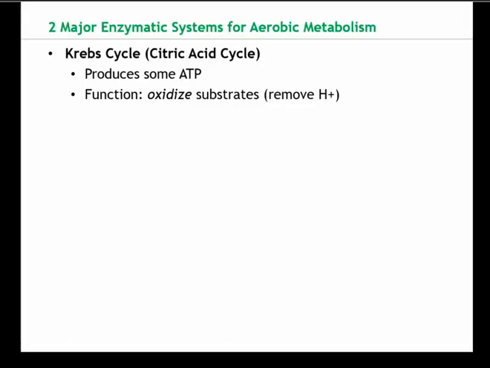We produce some ATP, a small amount, but it's useful. And then we oxidize substrates and remove hydrogens. Oxidize means to become chemically combined with oxygen. Oxidation is also the process of losing electrons, and also the process of taking away or removing hydrogens. And so we'll talk about how this system oxidizes our substrates by removing their electrons and hydrogens.